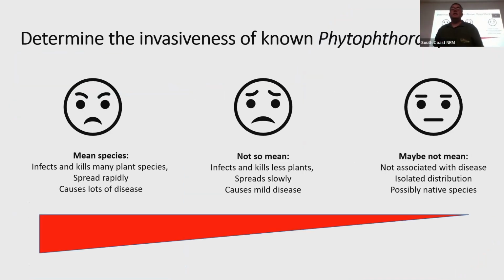So the idea is we wanted to determine the invasiveness of known Phytophthora species. Is it a really mean species? Does it infect many different plants like ramorum? Does it spread rapidly like ramorum or cinnamomi? Maybe it's not so mean. There are some Phytophthora species that infect and kill fewer plants. They spread very slowly. Maybe they're limited by environmental variables. And there are some Phytophthora species which are probably not that mean.